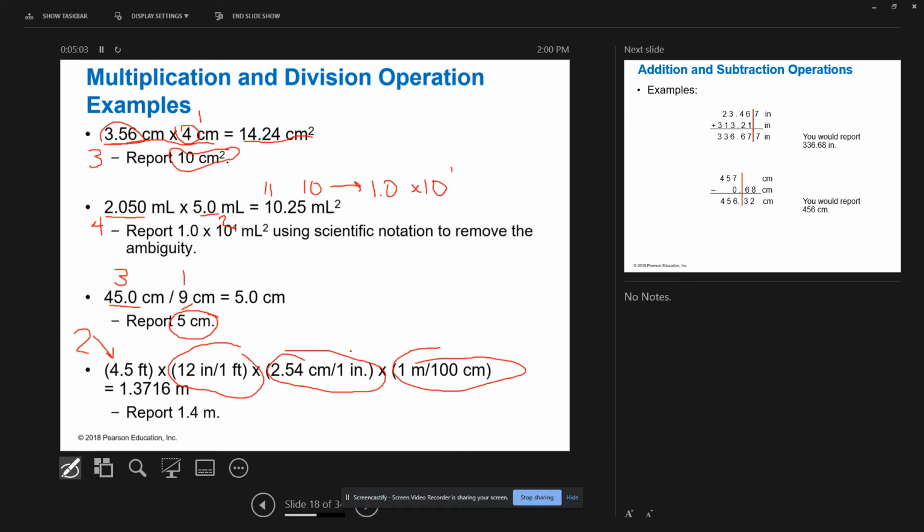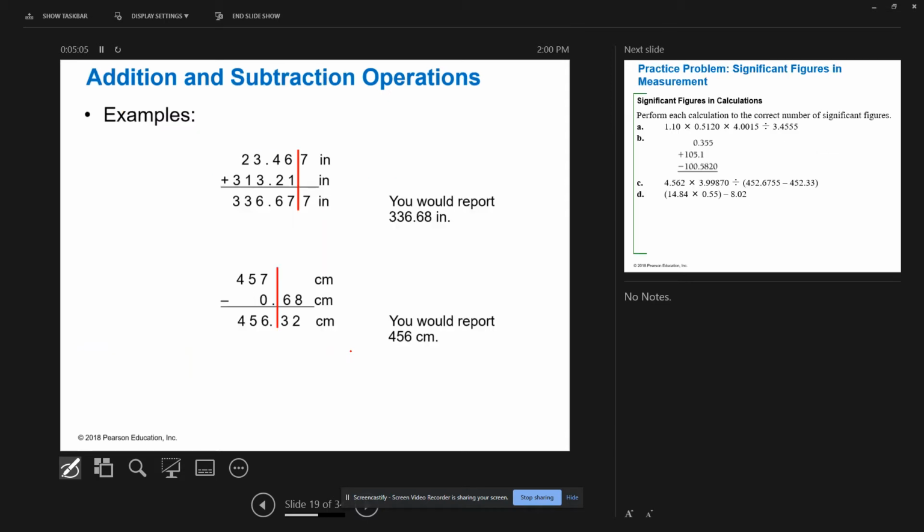Okay. The next rule is addition and subtraction. Addition and subtraction is different than multiplication and division. The reason being is because it deals with decimal places, actually not the number of significant figures.